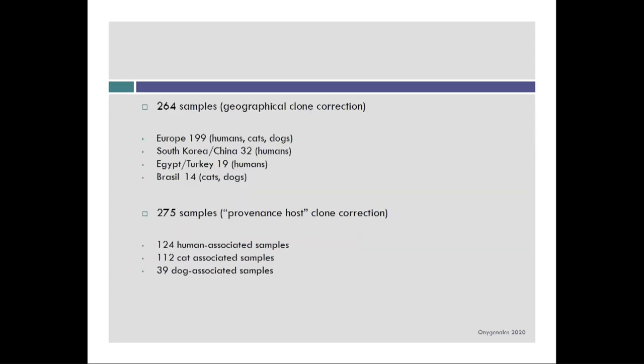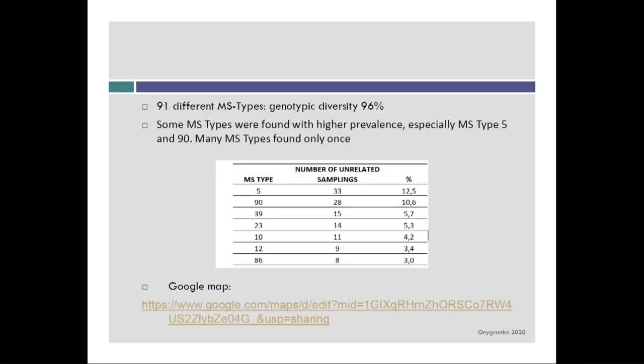These summarize the samples that are currently available in our database. You can see that we have many samples from Europe and fewer from other countries. And we have samples from mainly 3 different hosts: human, cats, and dogs. Next one, please. So out of this data set of strains, we found 91 different MS types, which corresponds to a great genotypic diversity, nearly 96%. And some of these MS types were found with higher prevalence, especially two MS types, number 5 and number 90.